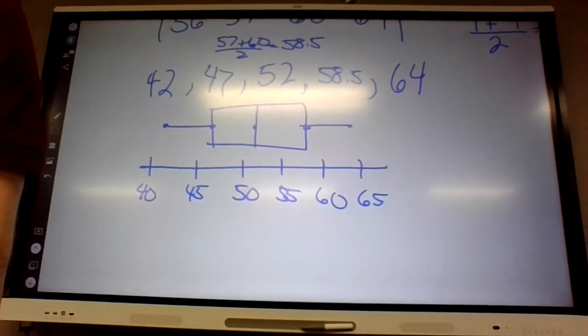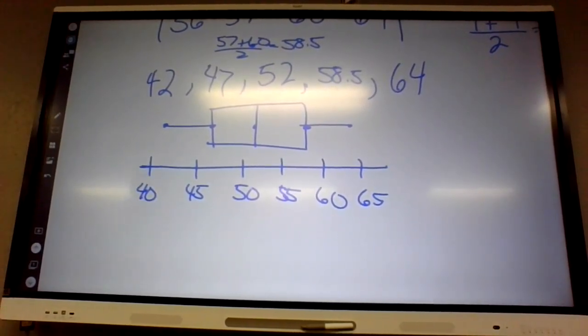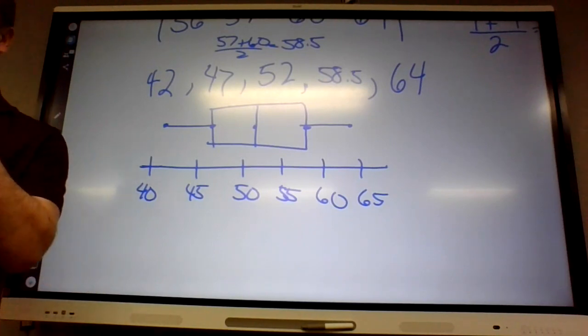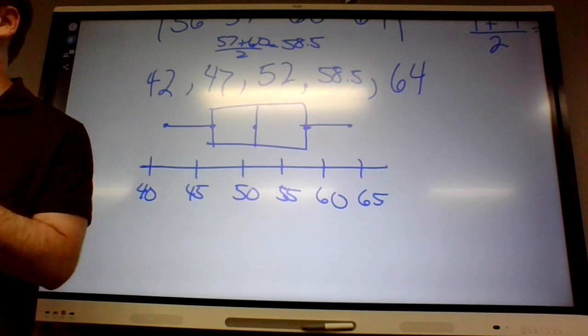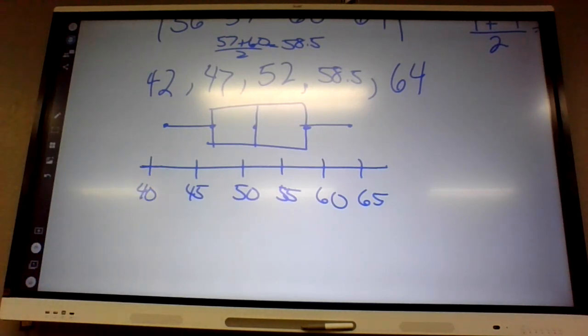Back to the right here. Then it says determine the range. What does the range mean? The biggest and smallest. You do the largest minus the smallest. 64 minus 42 is 22.